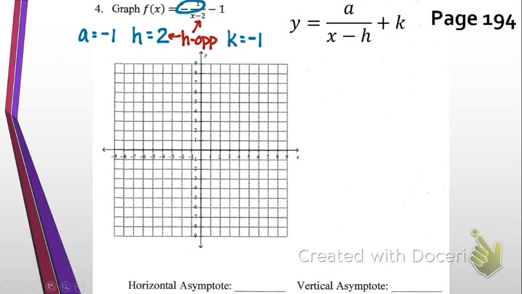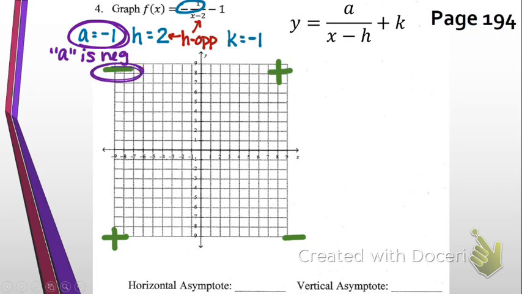All right. So I'm going to do my pluses and minuses first. The position of those never changes. Are we going to be in the positives or the negatives? What do we look at? A value. A is negative, so we're going to be in the two negative quadrants. A value determines which quads we're in.